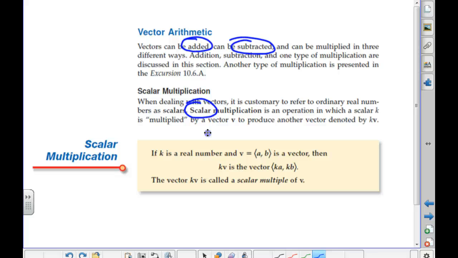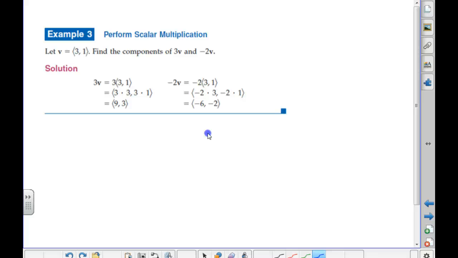So if the vector is going through 4, 4, and you do scalar multiplication of 3, it's going to go over 12 and up 12. If its length was 4 square roots of 2, its length will become 12 square roots of 2. It's just multiplied by that scalar. Here's a quick example: with a scalar of 3, the components 3, 1 became 9, 3. With a scalar of -2, you multiply by -2, and it became -6, -2.